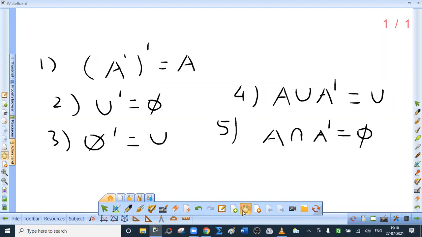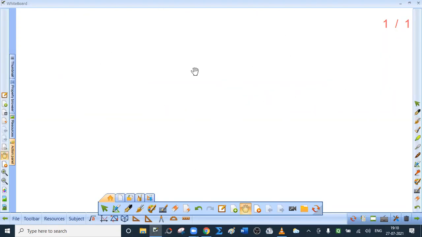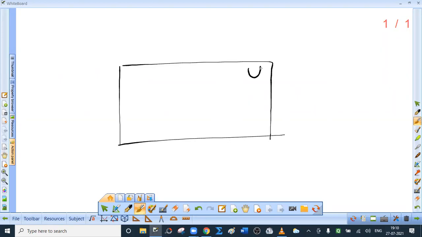Okay. Now the diagrammatic representation of A dash. So this is the universal set. This is set A.